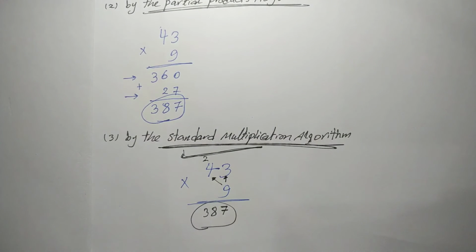So, my lovely student, you will choose any strategy you want, by the area model, by the partial product, by the standard multiplication algorithm, and doing multiplication by one digit factor, as you want. It's an easy way.